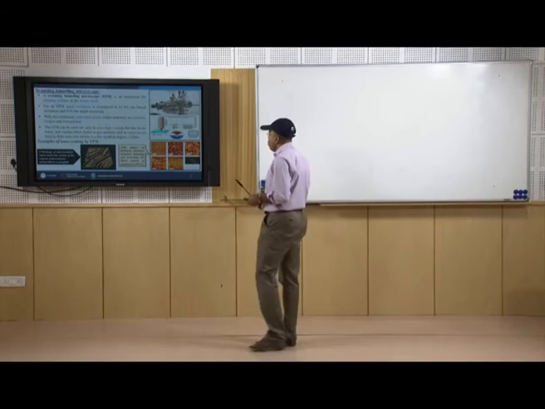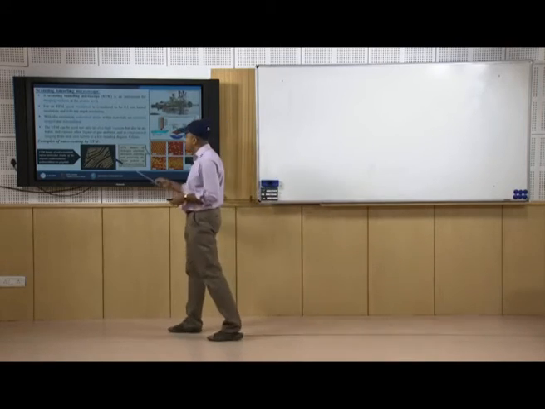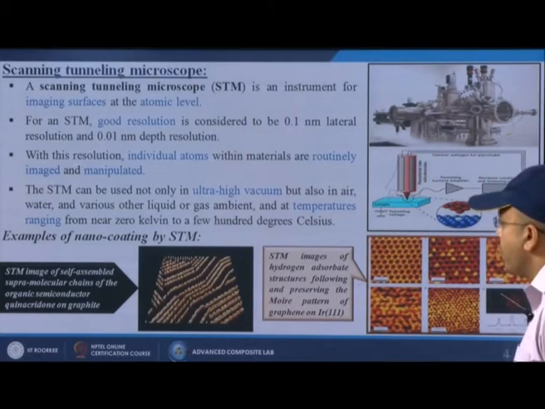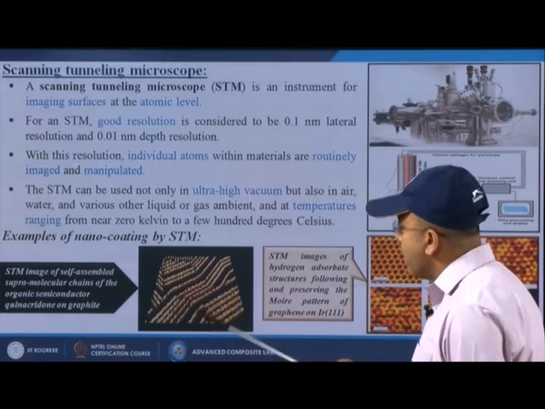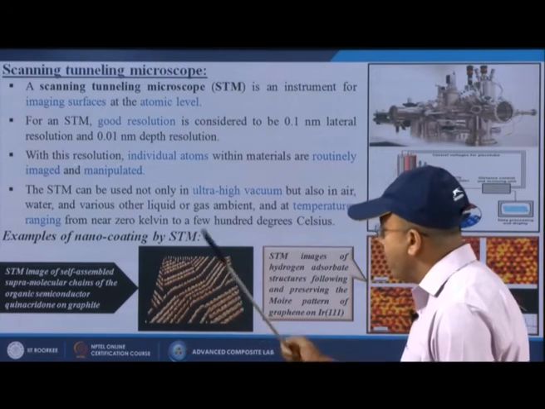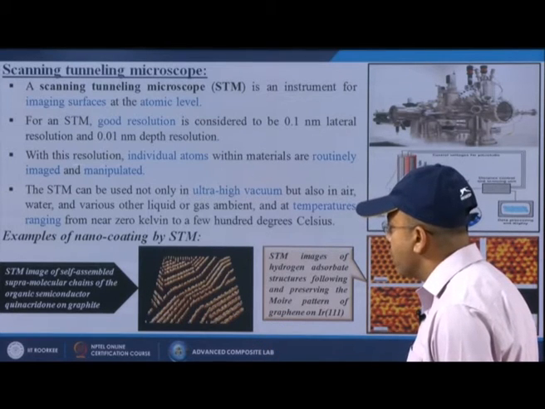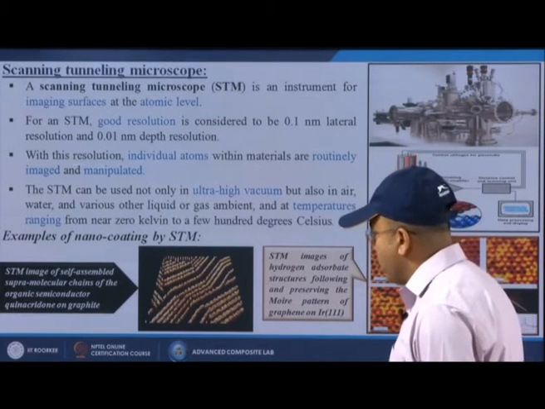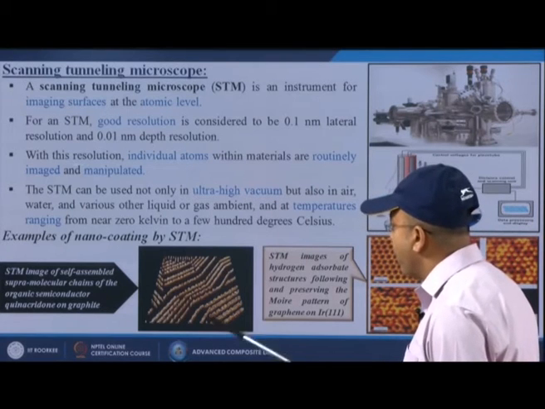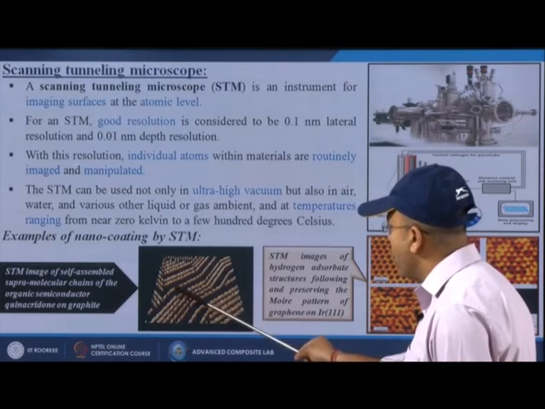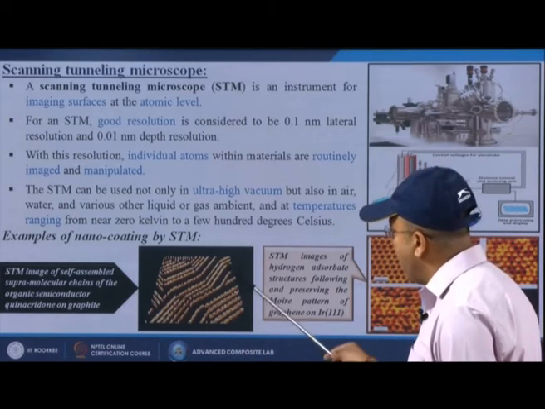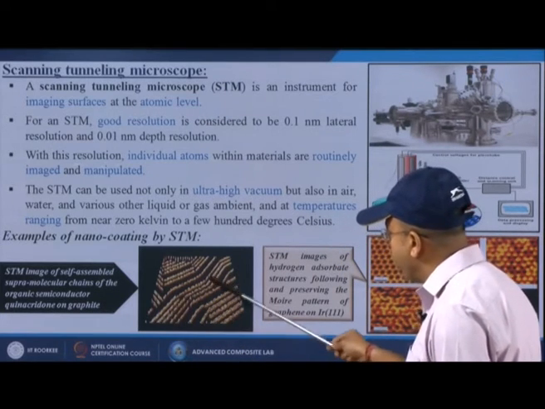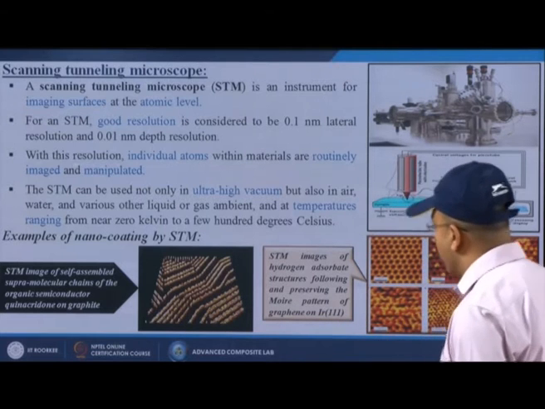Here we are showing some examples of nano coating by the STM technology. The figure looks like this, which is nothing but the STM image of self-assembled supramolecular chains of the organic semiconductor quinacridone on graphite. So, on the graphite surface we are doing the coating of this kind of material, and by this STM technology we are getting this kind of surface structure.